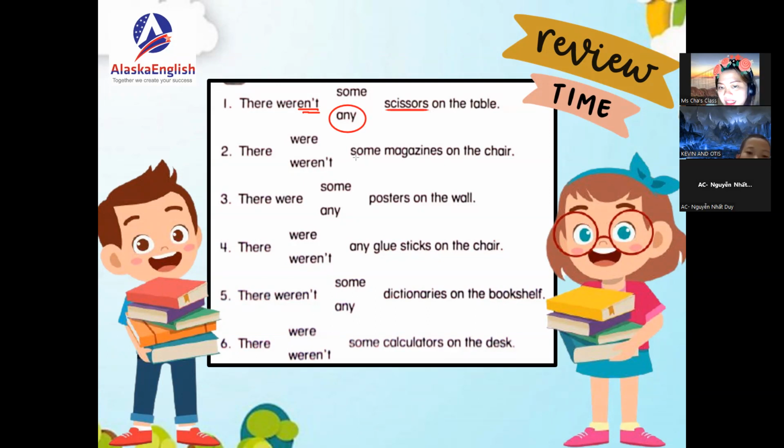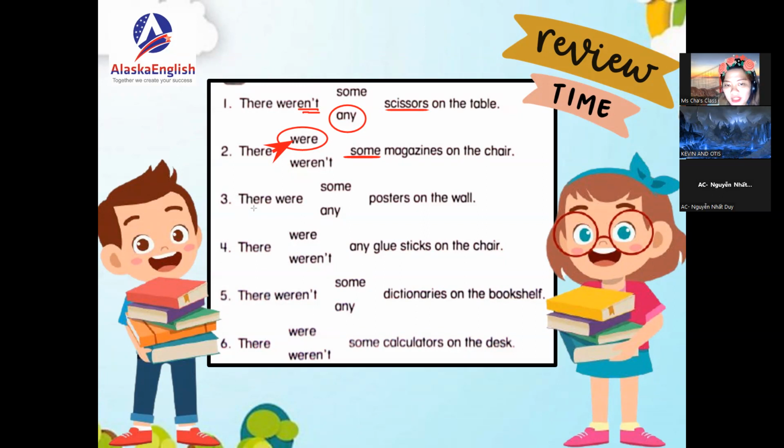Now, it says that the answer is some. What are we going to use? Were or weren't? Read your sentence. There were some magazines on the chair.